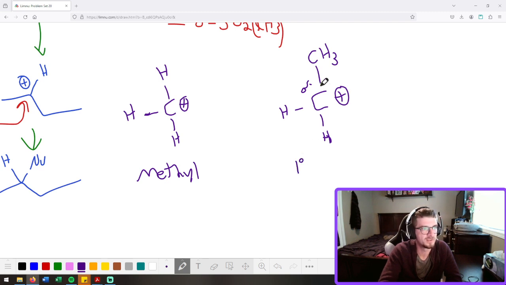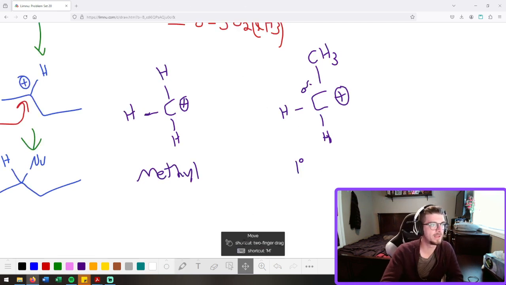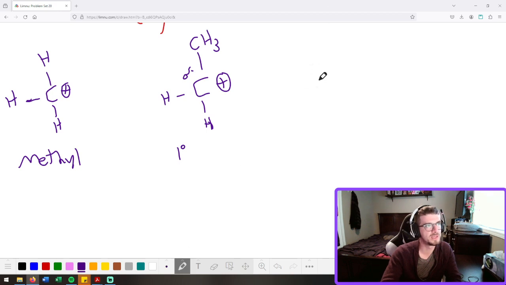This would be called a primary carbocation, because primary, secondary, tertiary are generally referring to how many carbons the atom of interest, in this case a carbon, is attached to. So this carbon is attached to one carbon, so it's a primary or 1 degree carbocation. There's a tiny bit of stabilization here, but it's not much, and it is not enough to do SN1 with. So you need to have more stabilization than that in order to form carbocations.